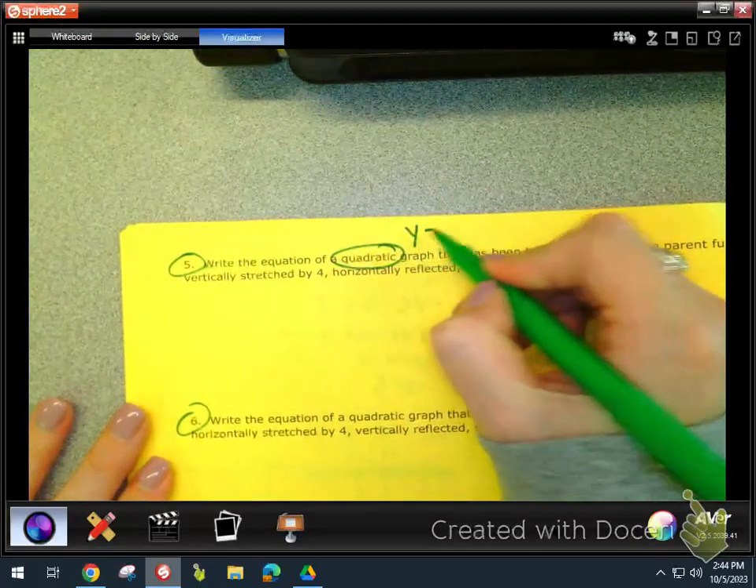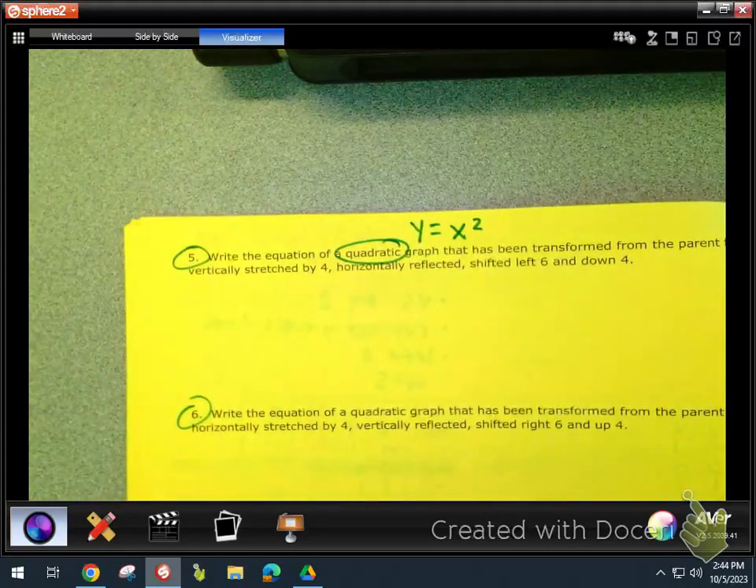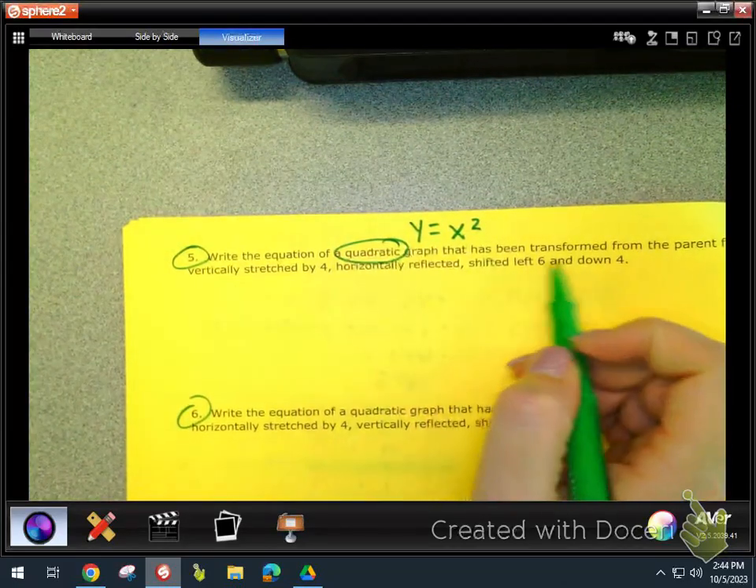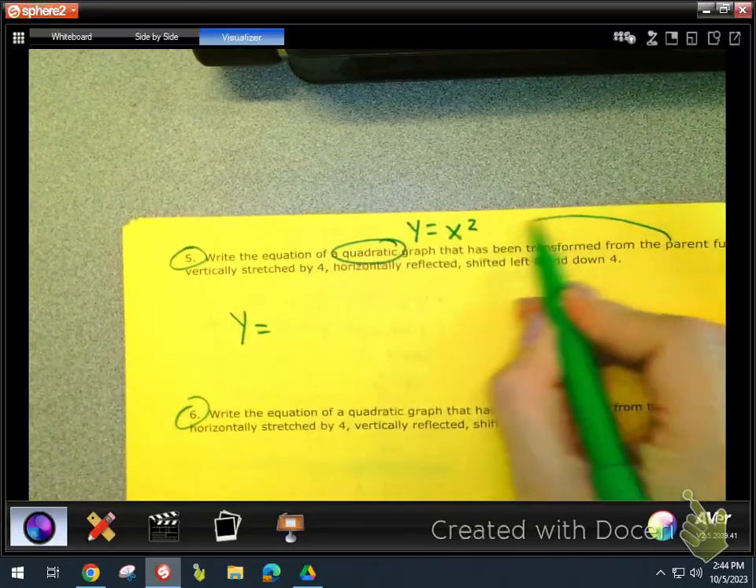Quadratic. So you're talking about this is your original function. So no more absolute value bars. You have to have parentheses squared. Alex, close your Chromebook, okay? So write an equation that has been transformed from the parent function. We already got that. This is the parent function.